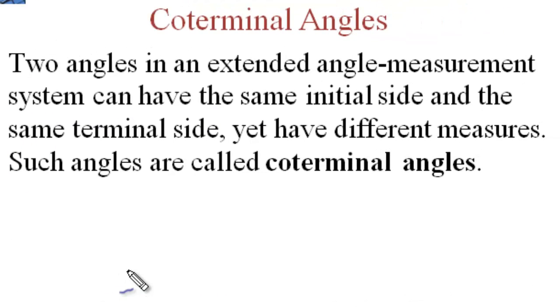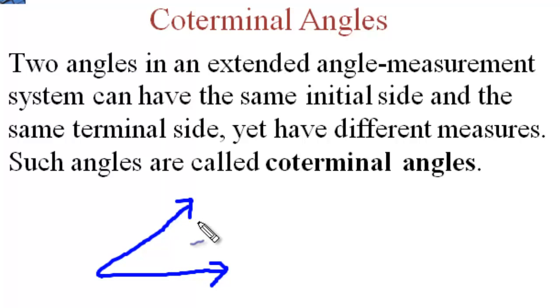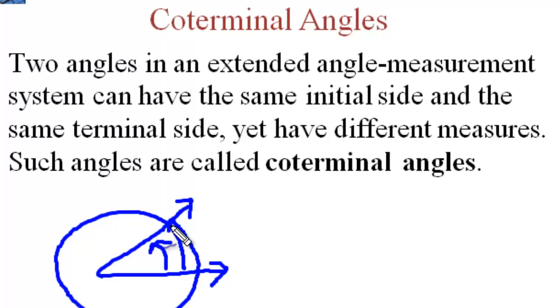We can have two or more angles that have the same initial side and the same terminal side, but have different measures. We can have the initial measure be this angle. We can have the initial measure go all the way around and then come to the terminal side, and we can go negative. So we still start at the initial side and we go around to the terminal side. So all three of those angles are coterminal. Coterminal, they terminate at the same spot.